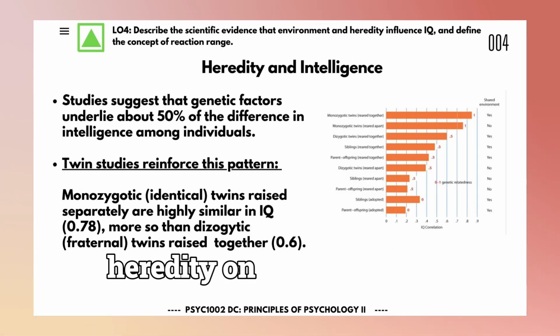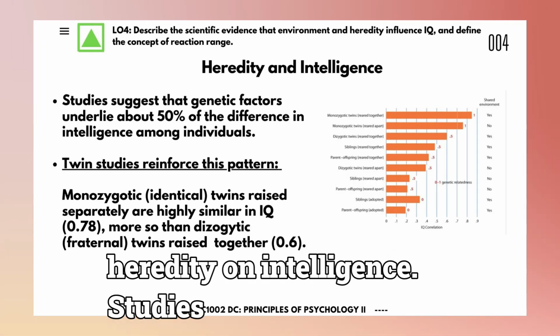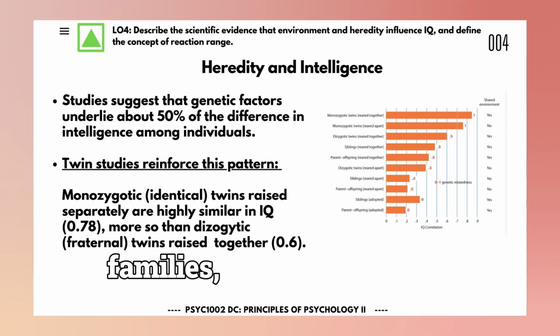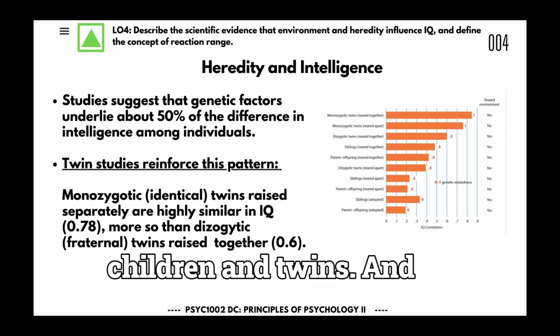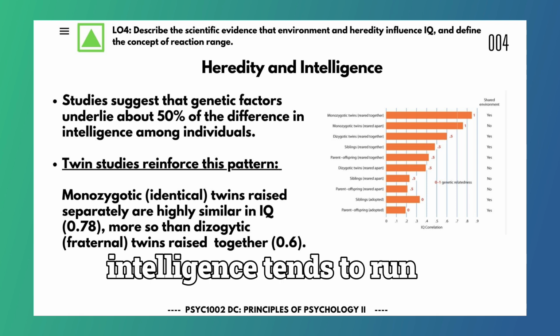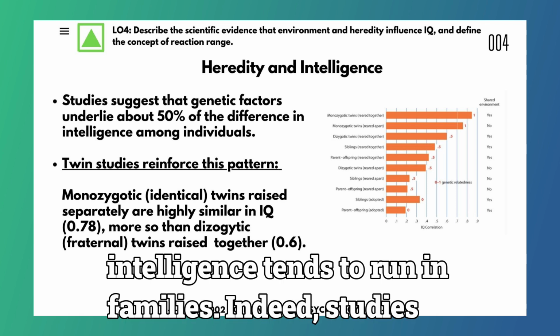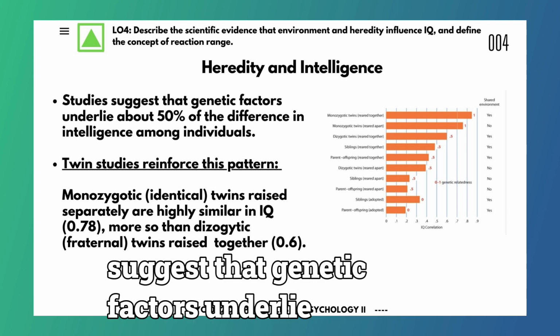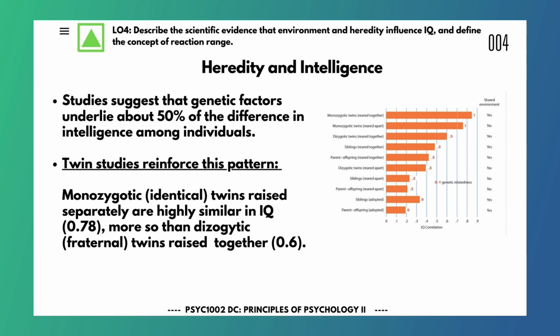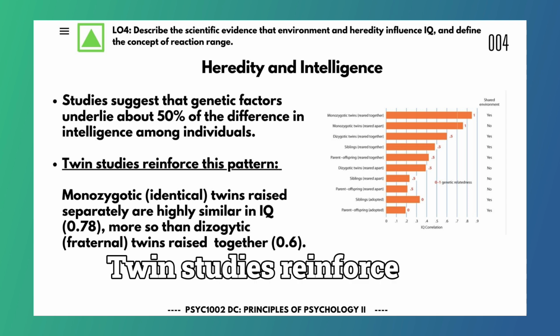Okay, so now we're going to look at the influence of heredity on intelligence. Studies have examined similarities and differences in IQ within families, particularly by looking at adopted children and twins. Family studies show that intelligence tends to run in families. Indeed, studies suggest that genetic factors underlie about 50% of the difference in intelligence among individuals. Twin studies reinforce this pattern.